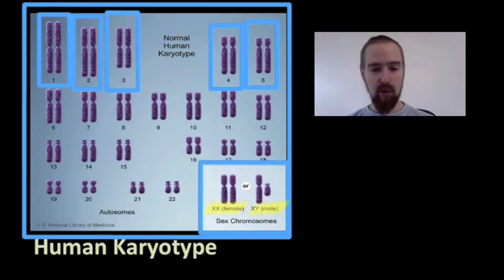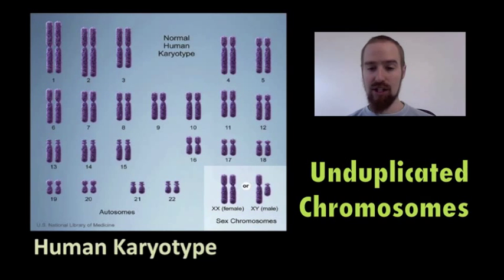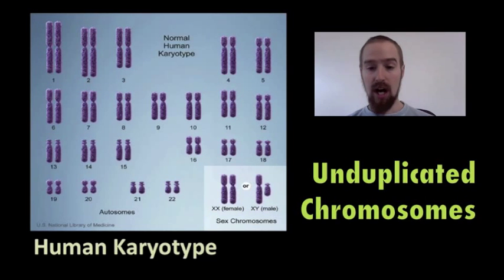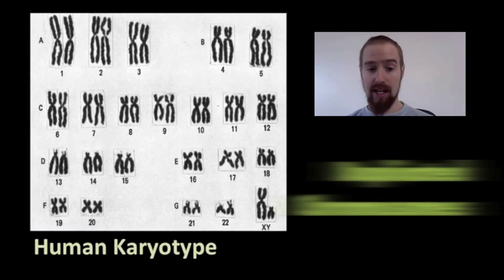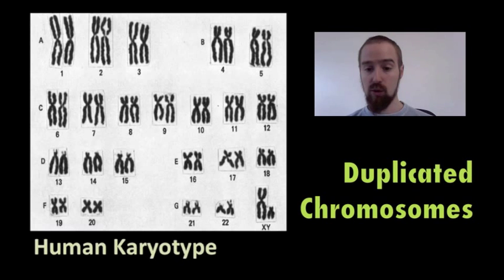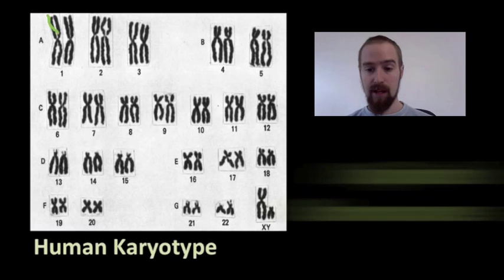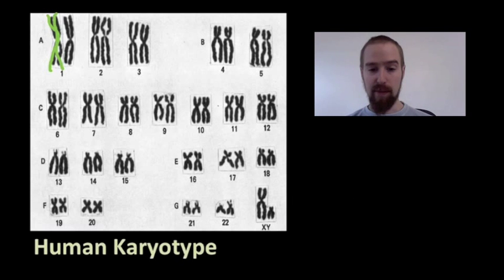This karyotype, which is a computer-generated, stylized version of the real thing, depicts unduplicated chromosomes, whereas this karyotype contains duplicated chromosomes, each with two sister chromatids. We can see that our study subject is biologically male because he has one X chromosome and one Y chromosome.